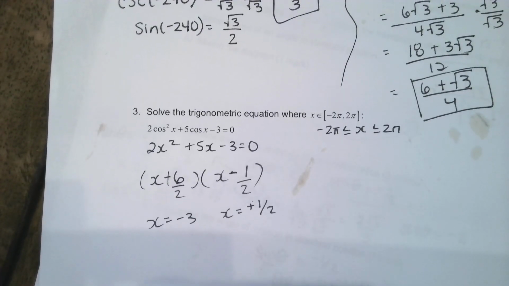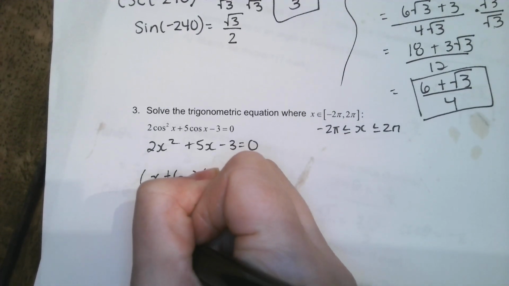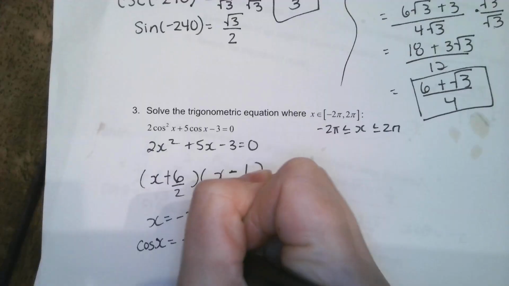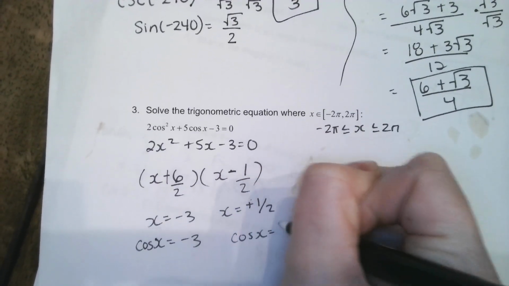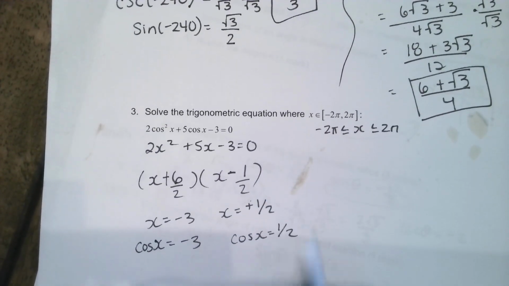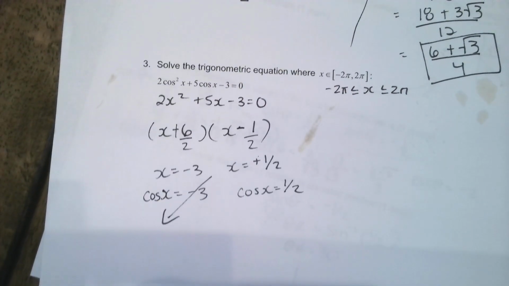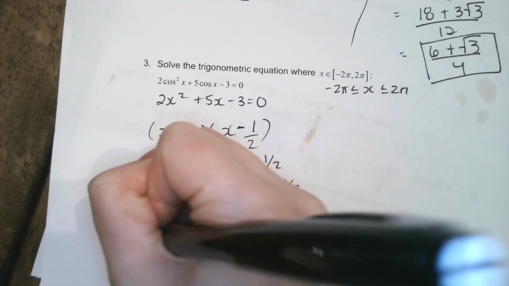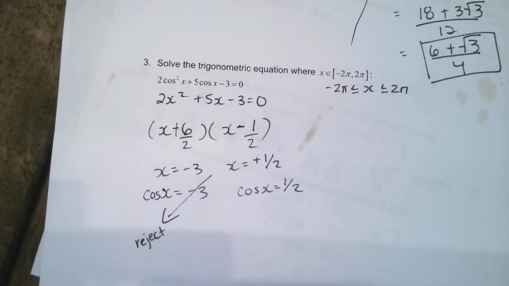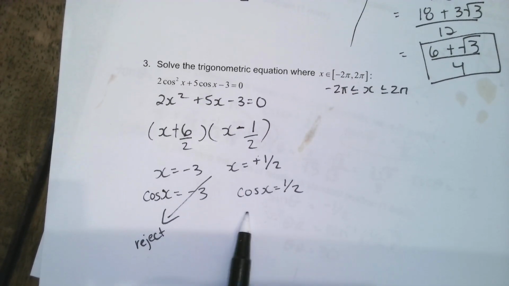So, not done. Let's plug back in my cosine. I have cosine of x equals negative 3. Cosine of x equals 1/2. Cosine of x equals negative 3 is not possible. It's a value bigger than positive 1 or less than negative 1. So this is a rejection. Cosine of 1/2 I can do.